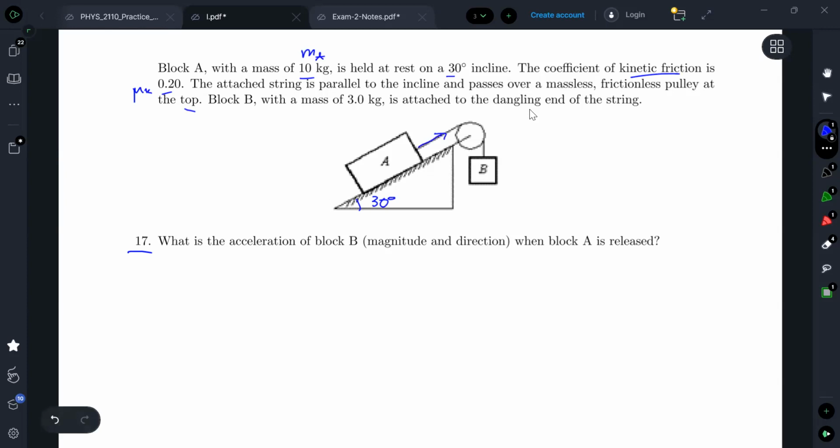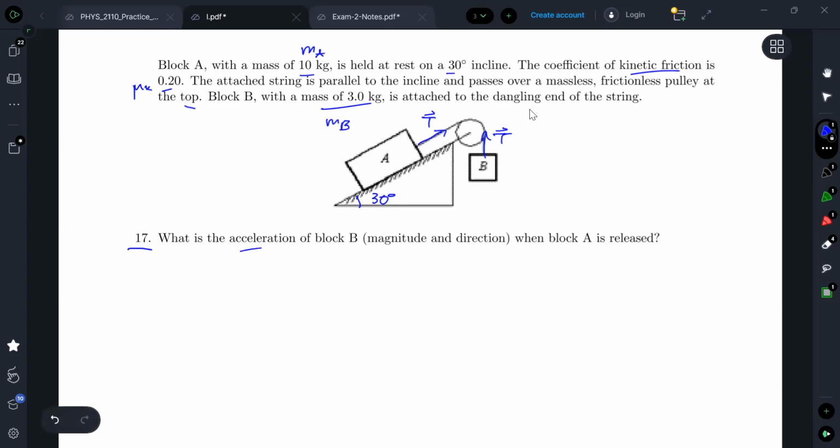So that string is going to apply a tension force on this and this, and it is opposite the way that the block itself pulls on the string. This is the force the string exerts on either block. Block B is a mass B, and we want to know the acceleration of block B. I'm just going to call that A because since these blocks are attached, assuming the string stays taut, it doesn't go slack, that acceleration has to be the same for both blocks when block A is released.